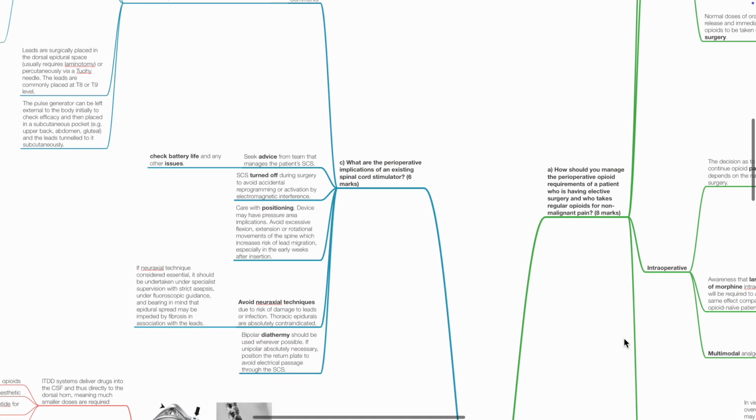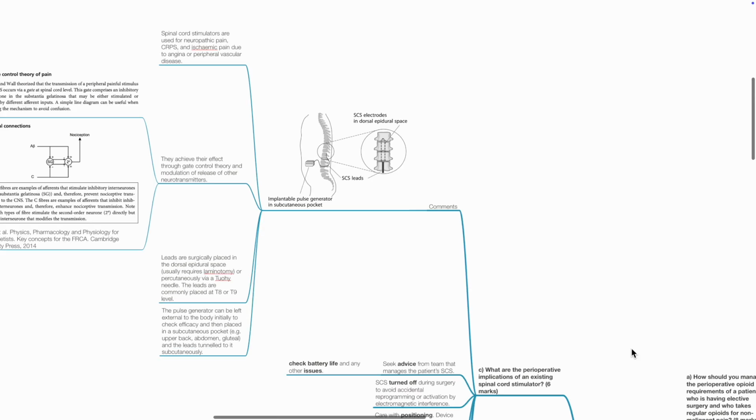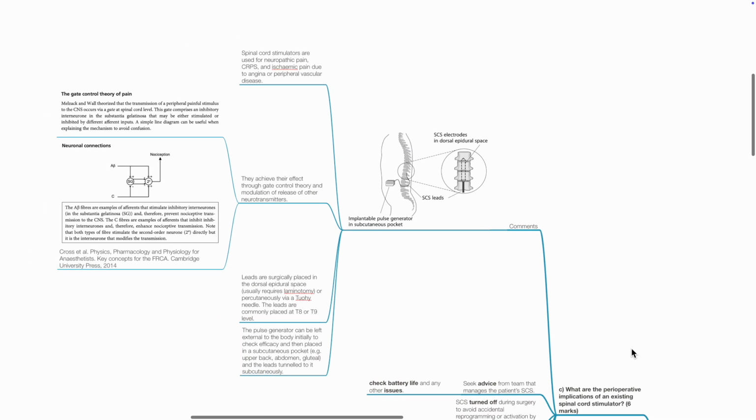C. What are the perioperative implications of an existing spinal cord stimulator? Spinal cord stimulators are used for neuropathic pain, CRPS, and ischemic pain due to angina or peripheral vascular disease. They achieve their effect through the gate control theory and modulation of release of other neurotransmitters. Leads are surgically placed in the dorsal epidural space, which usually requires laminotomy or percutaneously via Tuohy needle. The leads are commonly placed at T8 or T9 level.